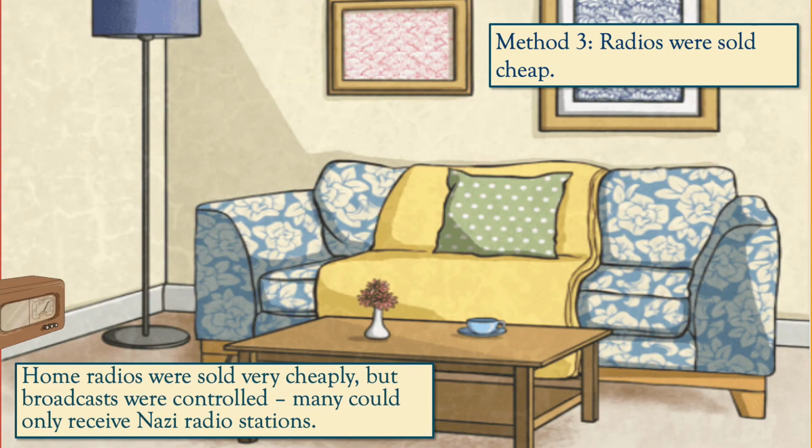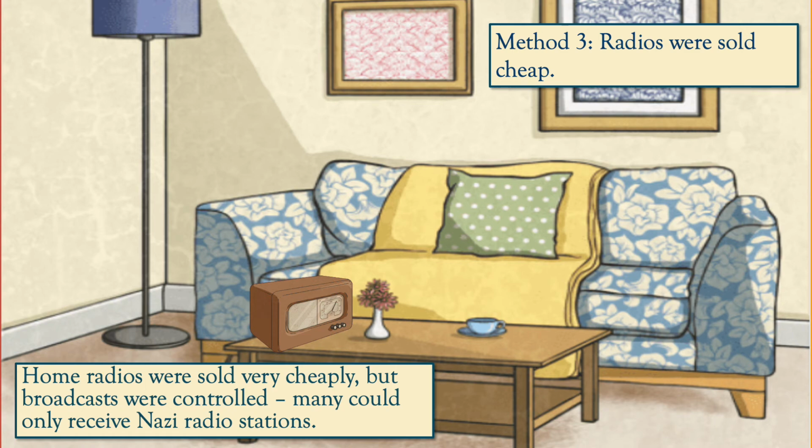Method 3 was radios were sold cheap. Home radios were sold very cheaply so that everybody could have one in their home. However, their broadcasts were controlled, and many radios would only receive Nazi radio stations, so the only things that came across the radio was pro-Nazi content.